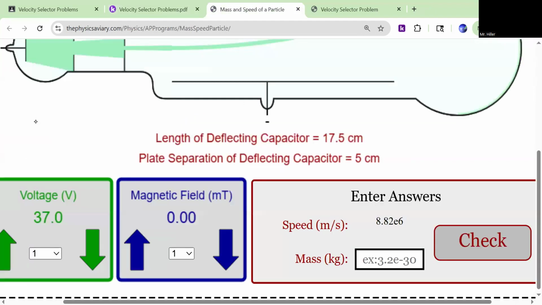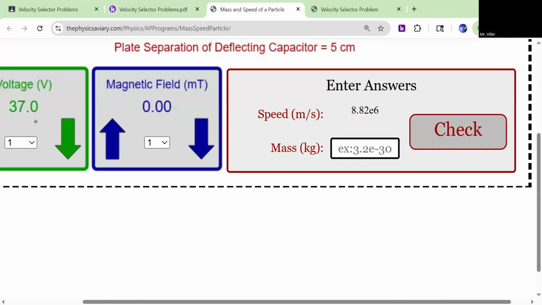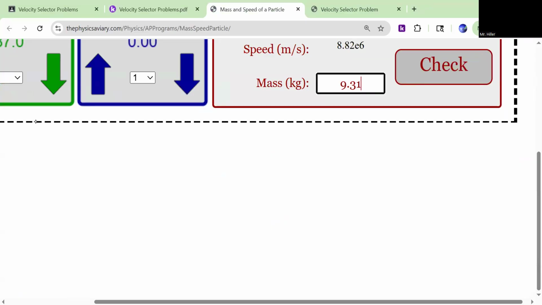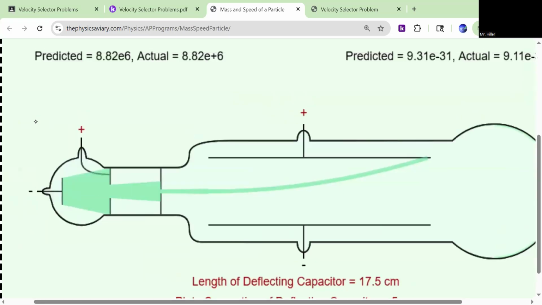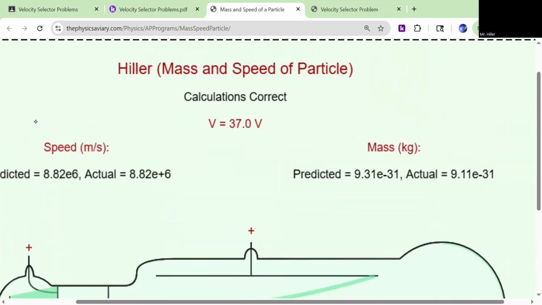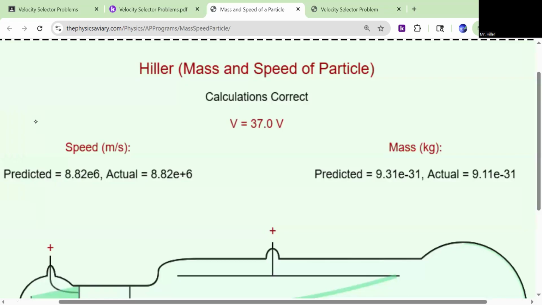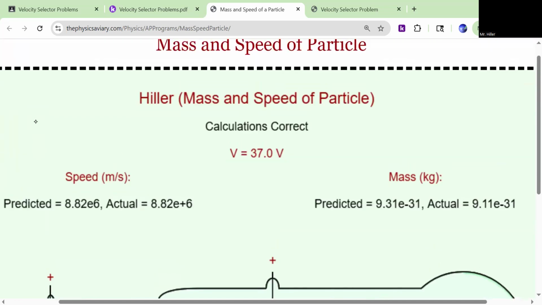So I'm going to enter that in and see if it works. It feels pretty close to the mass of an electron, so we'll see. Okay, and yes, indeed it worked. Now the actual mass of an electron is 9.11 times 10 to the negative 31. So that's what we're trying to get really, really close to. And no matter what combination of values you get, you should always be able to come back to that mass as kind of a known value.